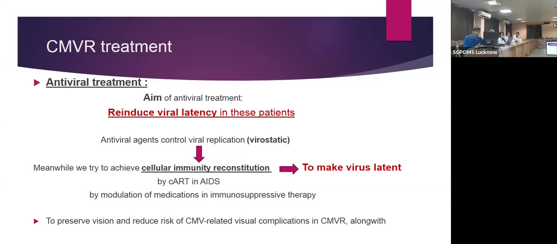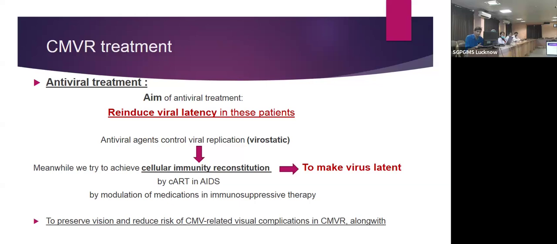Along with antiviral agents, recently we have tried to reinforce cellular immunity once again, so that the virus is made latent by immunity itself. So there is a two-pronged approach. But cellular immunity reconstitution is still in its infancy, and antiviral drugs are the most common way of controlling viral replication. Along with this, if we can preserve the vision and reduce the risk of CMV-related visual complications, that is very nice.